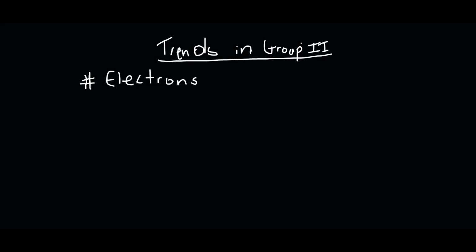Looking at the periodic table that you have in front of you, give me the elements that are in group 2. Repeat: periodic table in front of you, give me the elements that are present in group 2. Which one? Beryllium.